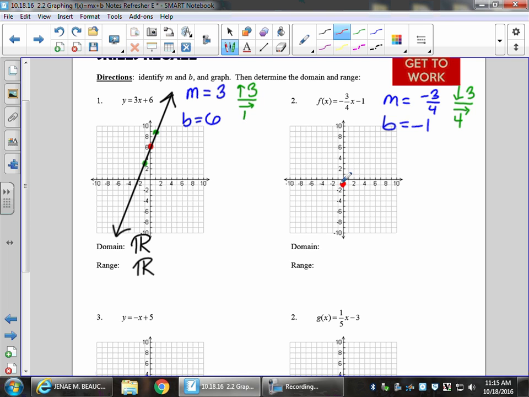Her question was, how do you know if you should count to the left or the right? It's totally up to you. The way that this is written would mean going to the right. So down, 1, 2, 3, right, 1, 2, 3, 4. 1, 2, 3, 1, 2, 3, 4.